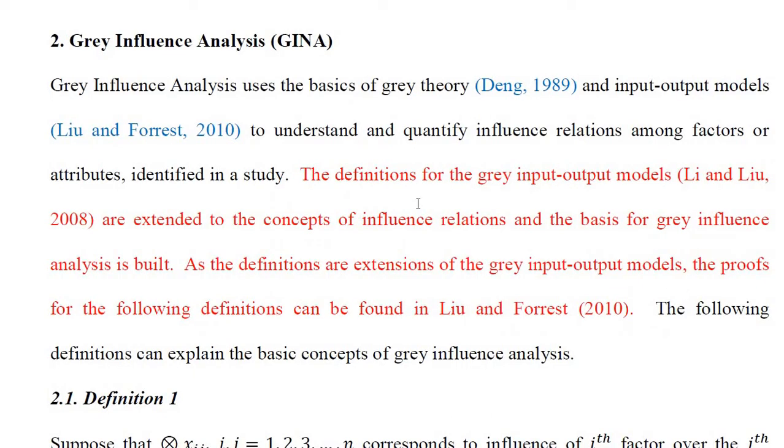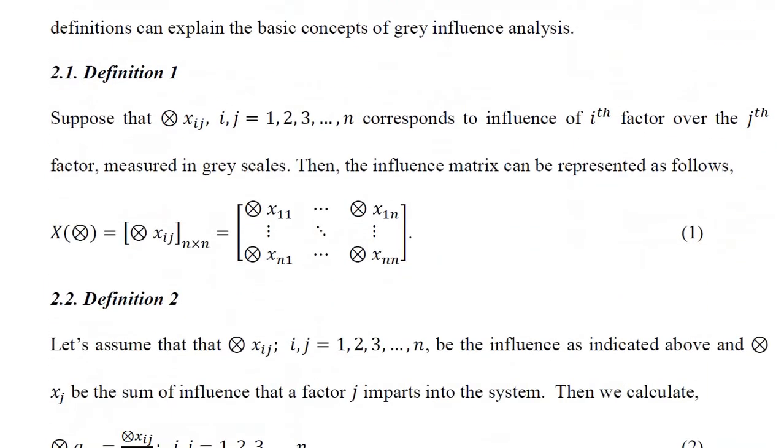In the causal modeling situation we are developing from the base of that, but the technique is entirely different, because we use only the definitions that have been used for building a basic gray input output model. So gray influence analysis uses the basics of the gray input output model, which can be found in this book, Liu and Forrest 2010. We will go to the first definition.